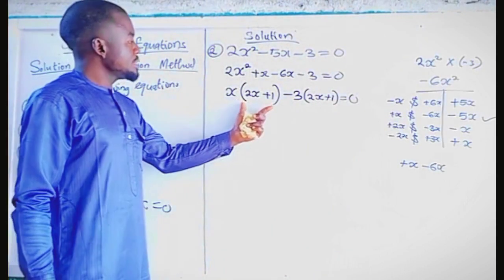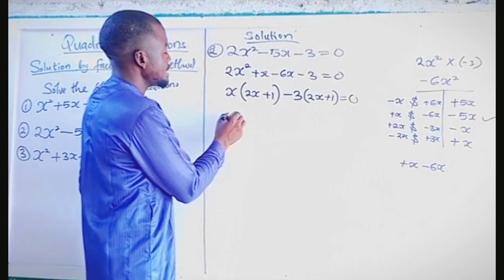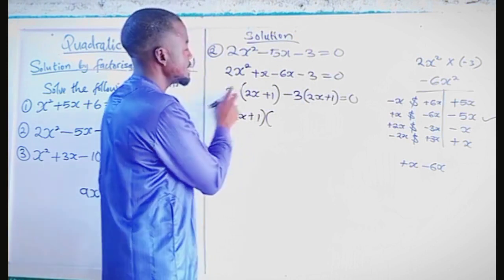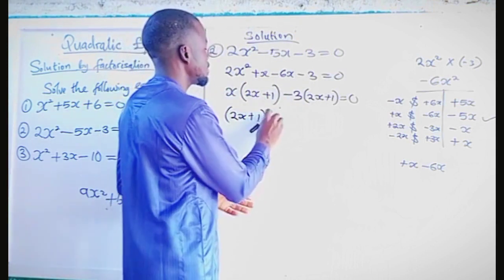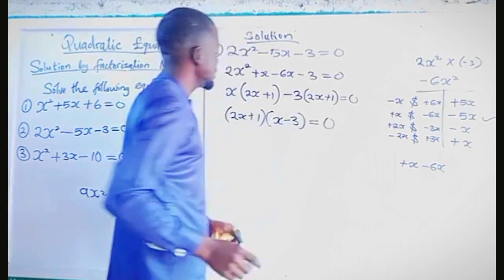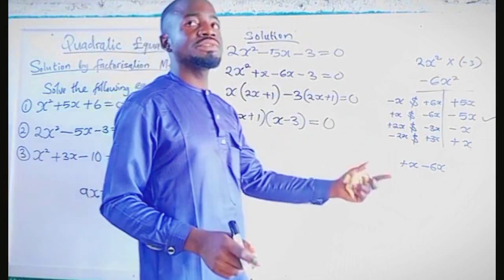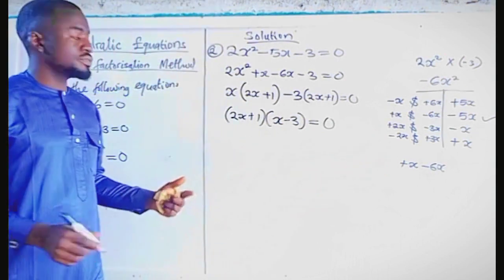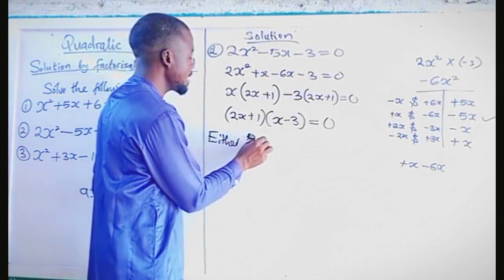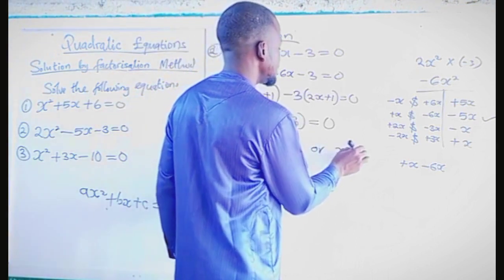Now, you can see that we have 2x plus 1 here and 2x plus 1 there, which is common. So we'll factorize it out: 2x plus 1, and we have x minus 3 left. x minus 3 is equals to 0. Just like we did in the first example, when two numbers or two expressions multiply each other and give 0, it means either of them is equals to 0. So either 2x plus 1 is equals to 0 or x minus 3 is equals to 0.